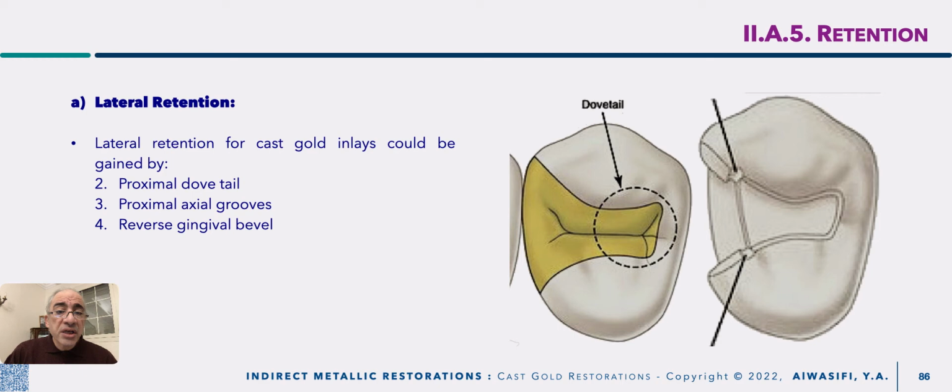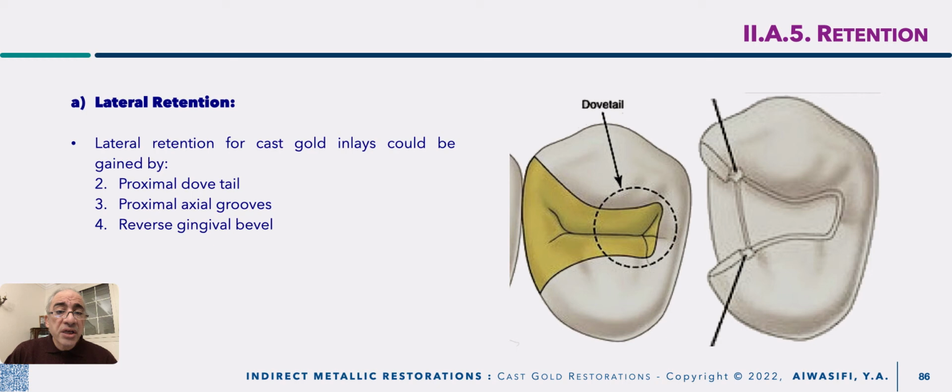Then, if you don't have a buccolingually wide triangular fossa, and your outline form, when you apply the principles to include all pits, fissures and fossae, will not give you this shape, you should increase the extension buccolingually at the marginal area to cut a proximal dovetail. This is one.